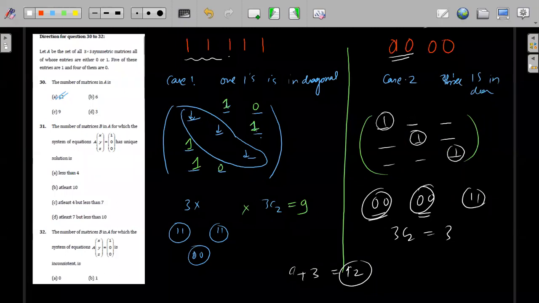So now if I have 3 places, either I can fill these 3 places with 3 zeros, or I can fill 3 places with 2 zeros and 1 one. So I will choose any 2 places out of 3, 3C2. Suppose I chose this and this. In these 2 places I will fill 0. The last place will be filled with 1. Automatically these 2 places will be filled with 0. This place will be filled with 1 because I have to make a symmetric matrix. I hope everybody understood this part.